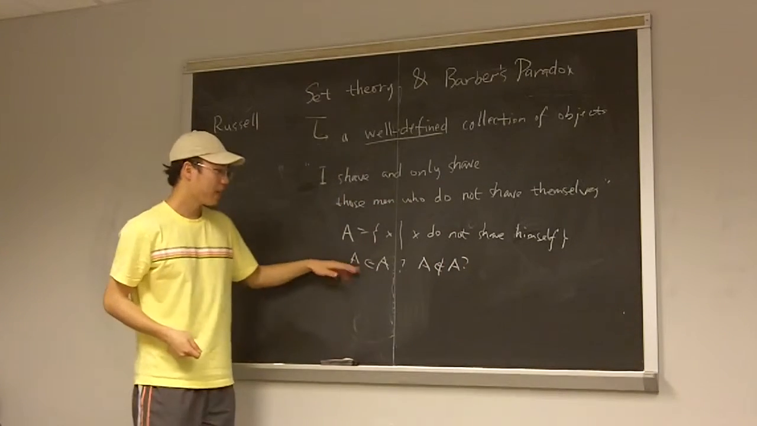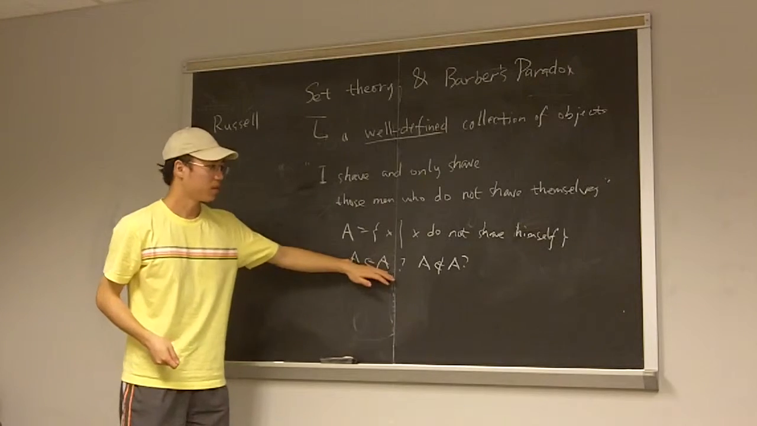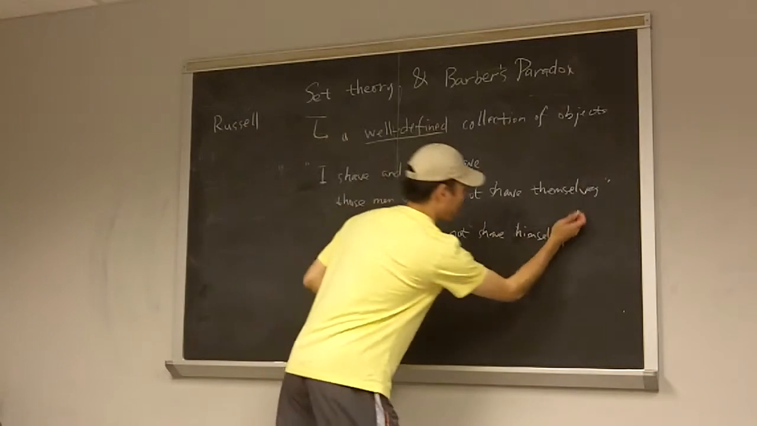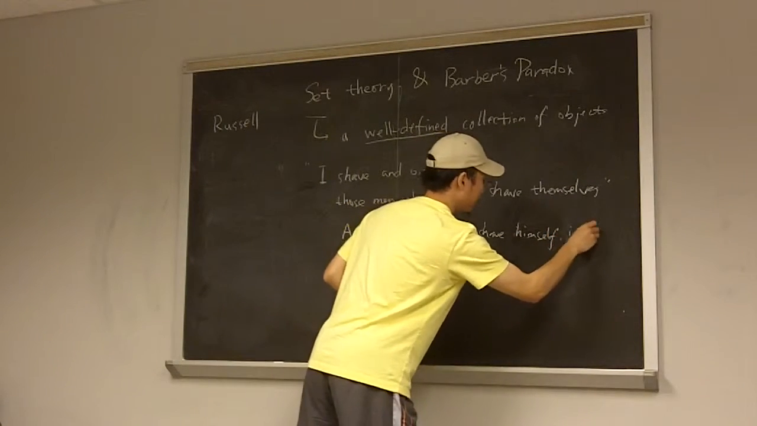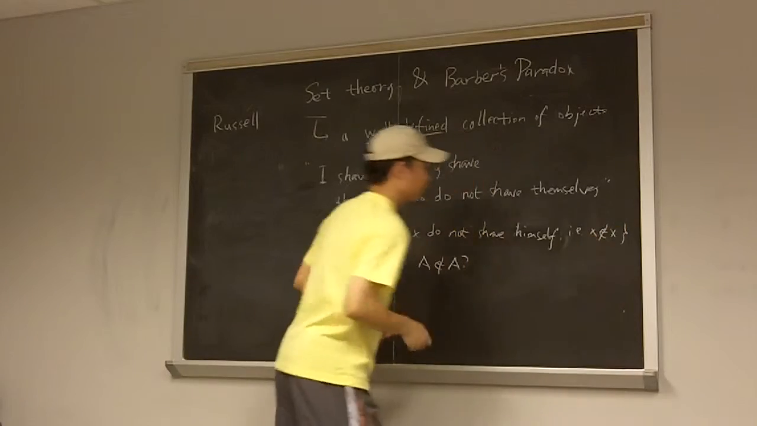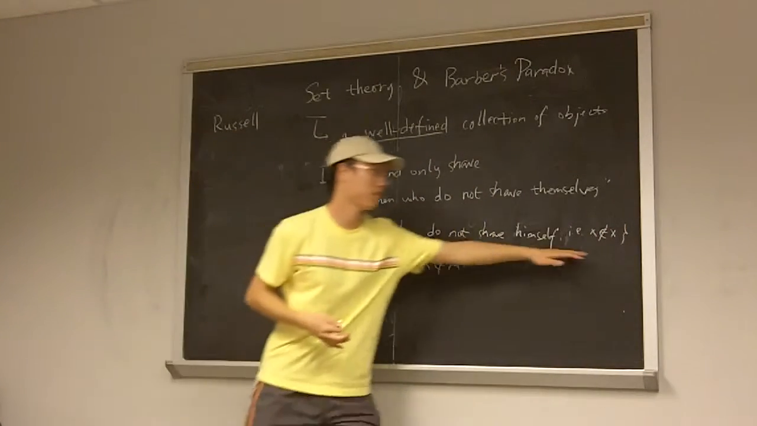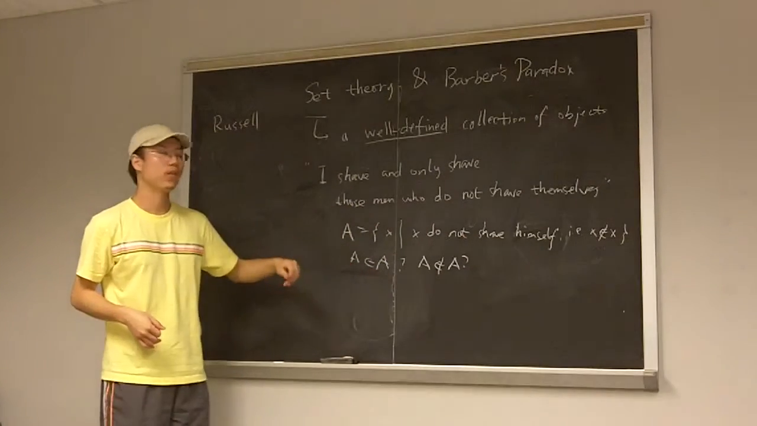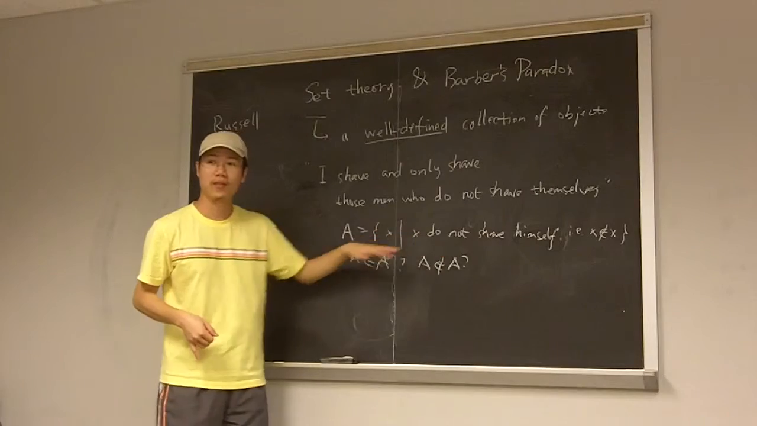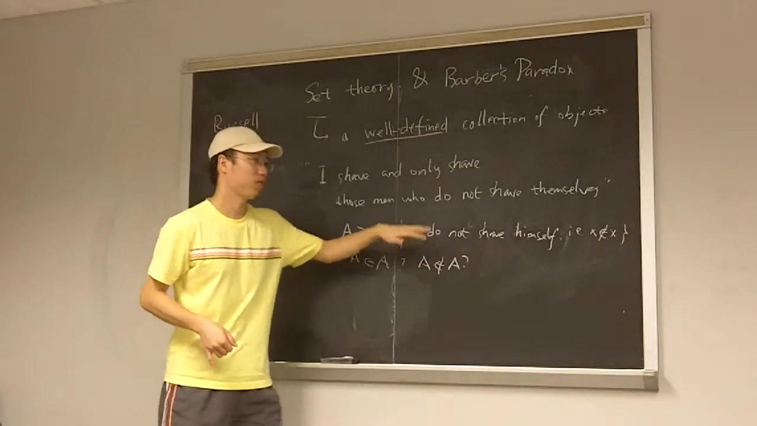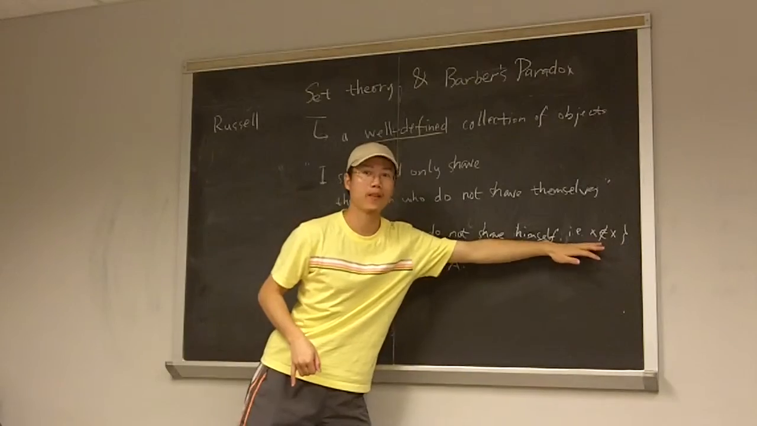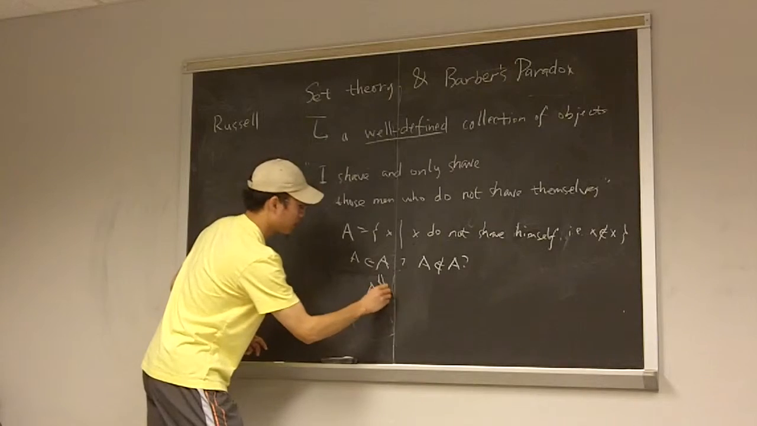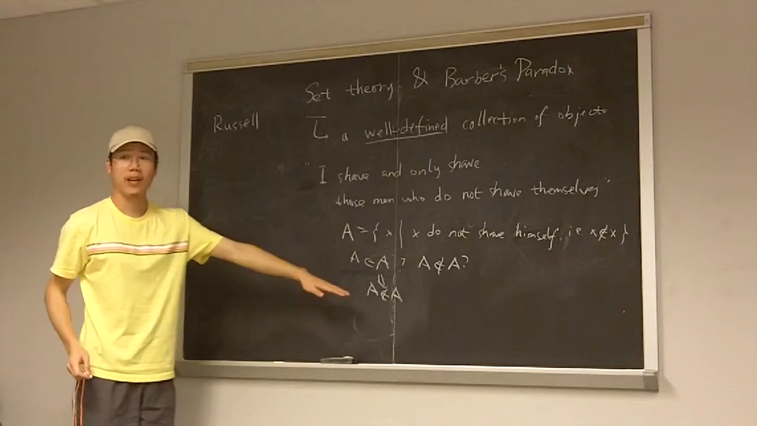So if we say this is true, so this A is an X, who does not shave himself, and we use this notation to denote X does not shave himself. So if A shaves himself, then A is in this set, so this statement is true. So X should have this property, right? So we start with this, and we come to the conclusion that A is not in A.